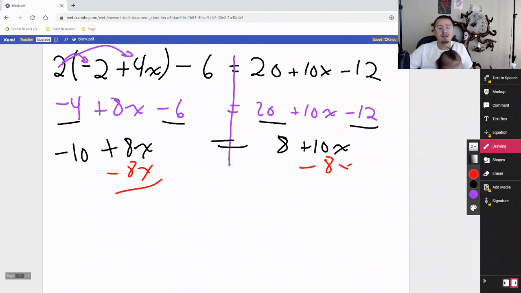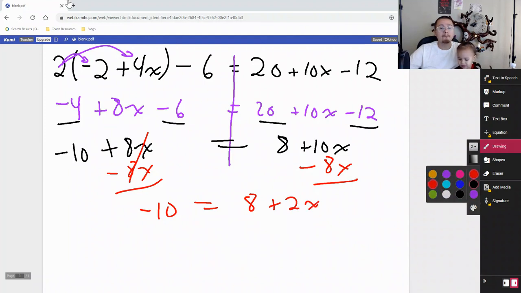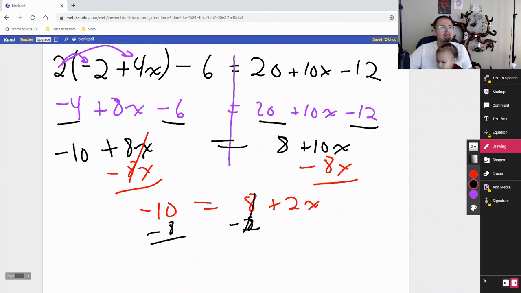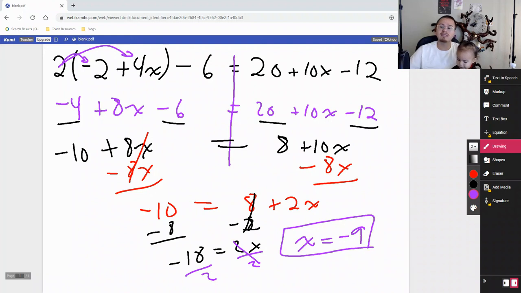I like moving the smaller variable because I'm less likely to end up with a negative. So then I get a 0x, or a 0. That's canceled out. Negative 10 equals 8 plus 2x. What do I got now? Two-step equation, guys. We can all hit that two-step. Subtract 8 on both sides. You get negative 18 equals 2x. And then we're going to divide by 2 on both sides to get rid of that 2x. And we're going to get our final answer, which is the solution, which is x equals negative 9.